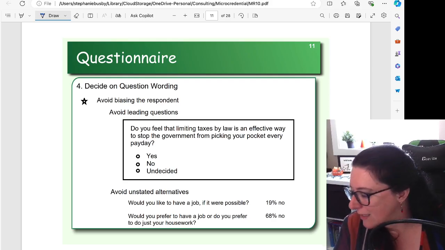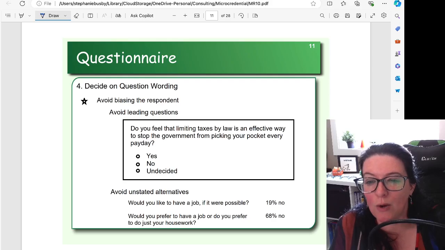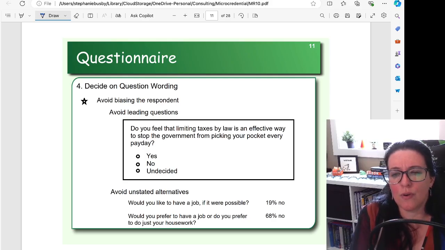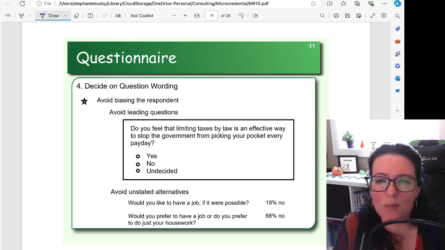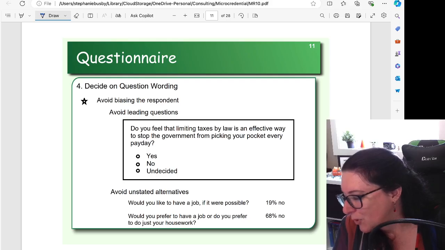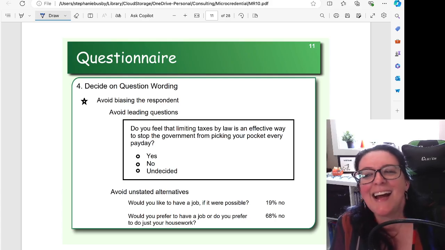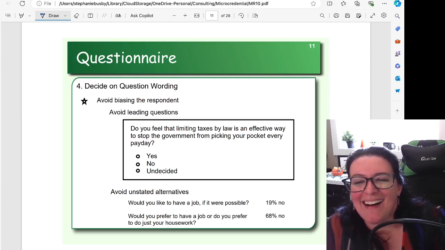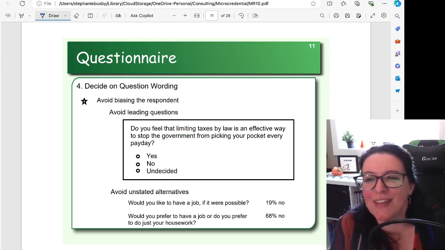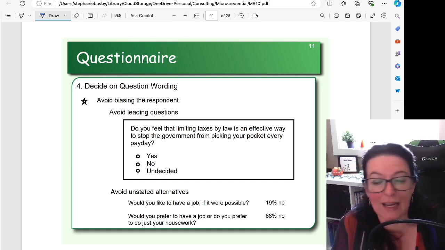And then what if we asked it this way? Would you prefer to have a job or do you prefer to do just your housework? So what are we asking in terms of the question? First of all, what does no mean? Yes or no questions to things like, would you prefer to do this or that? That doesn't make any sense, right? If you're asking me if I prefer a job or staying home and doing housework, then the choices should be stay at home or housework, not yes or no.